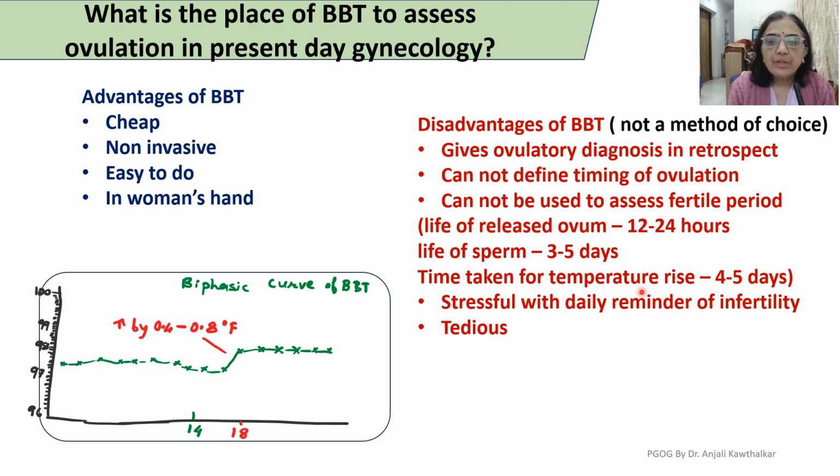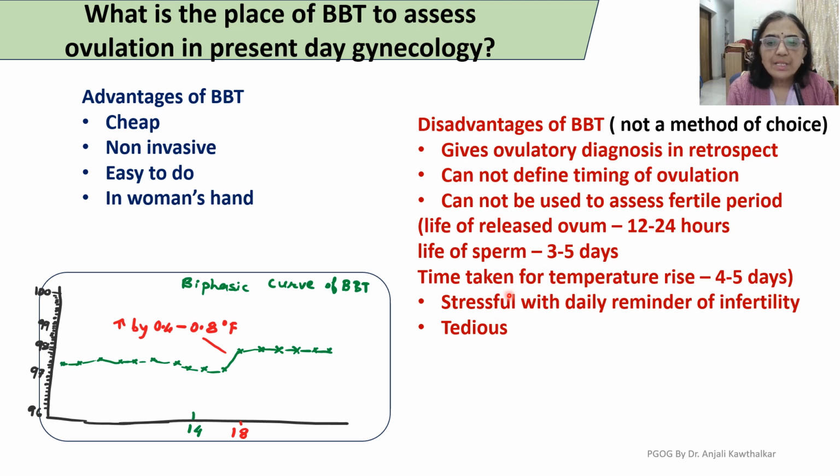Time taken for temperature rise after the ovulation itself is 4 to 5 days. So after ovulation takes place, after 4 to 5 days only, we come to know that there was ovulation. That is how it is not going to help us to assess the fertile period, or to plan for planned intercourse, or even for insemination.